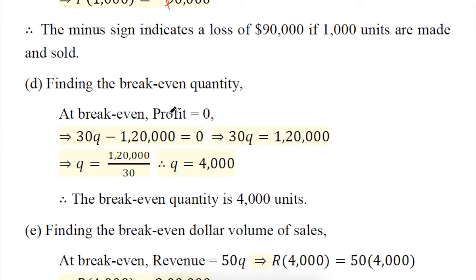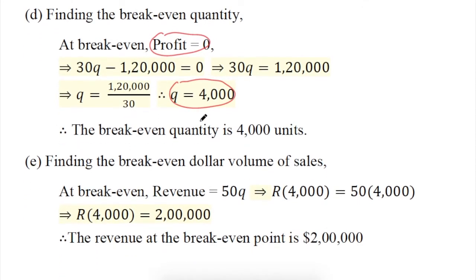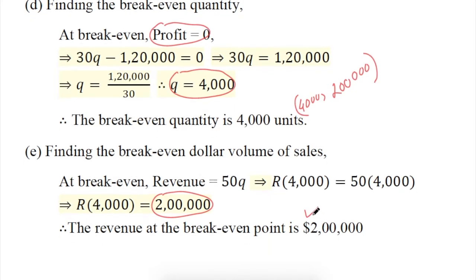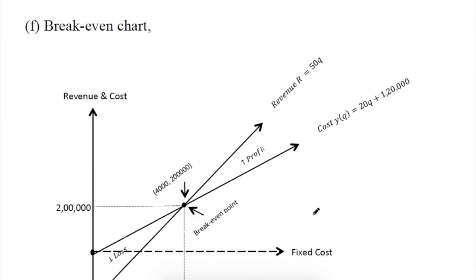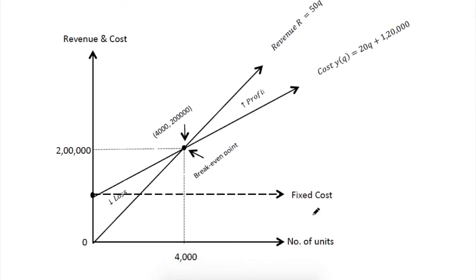And for the break-even quantity you need to put profit equal to 0. That will give you Q equal to 4,000. So this is the break-even quantity, and if you put this result in the revenue function you will get the break-even y coordinate or R coordinate of the break-even point. So the break-even point will be 4,000 comma 200,000. So this is your break-even point, and now you can sketch the break-even chart.